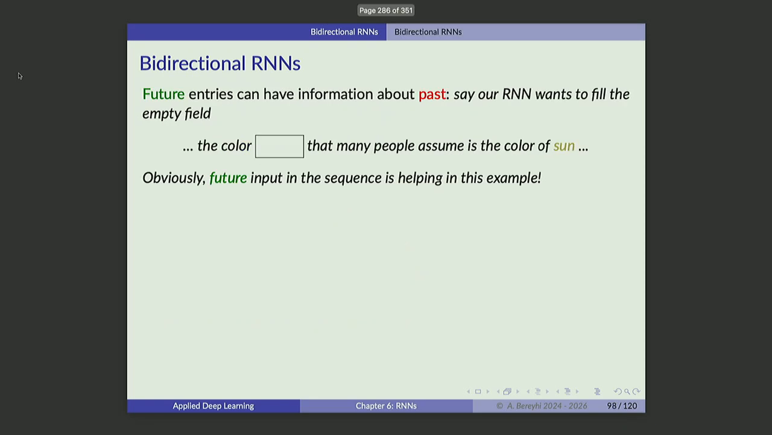Now, it might be that you can benefit from the future, right? For instance, maybe this is your sequence. This is a test that you want to do. You want to complete this blank spot. So the color, blah, blah, that many people assume is the color of the sun. What is the answer?